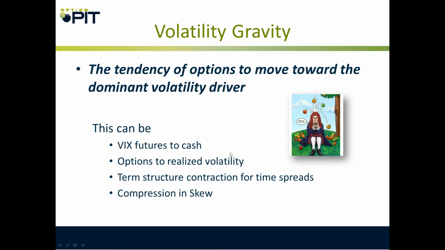Okay. Here is a tenet that's in our gold class, class 5. Basically, just after watching markets, there's the tendency of options to move toward the dominant vol driver. That's what they do. If you're going to put on a position, if it's an iron condor, if you're selling put spreads, whatever, you're trying to figure out what makes the position move.